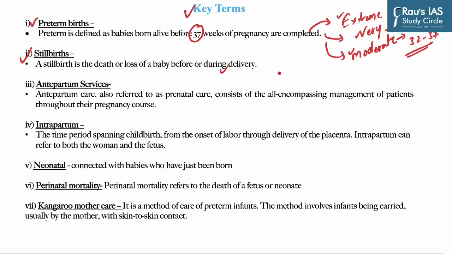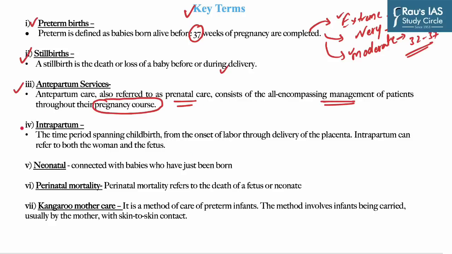An early stillbirth is a fetal death occurring between 20 and 27 completed weeks of pregnancy. Late stillbirth occurs between 28 and 36 completed pregnancy weeks, while term stillbirth occurs at 37 or more completed pregnancy weeks. The next term is antepartum care. Antepartum care is referred to as prenatal care. It consists of all-encompassing management of patients throughout their pregnancy course.